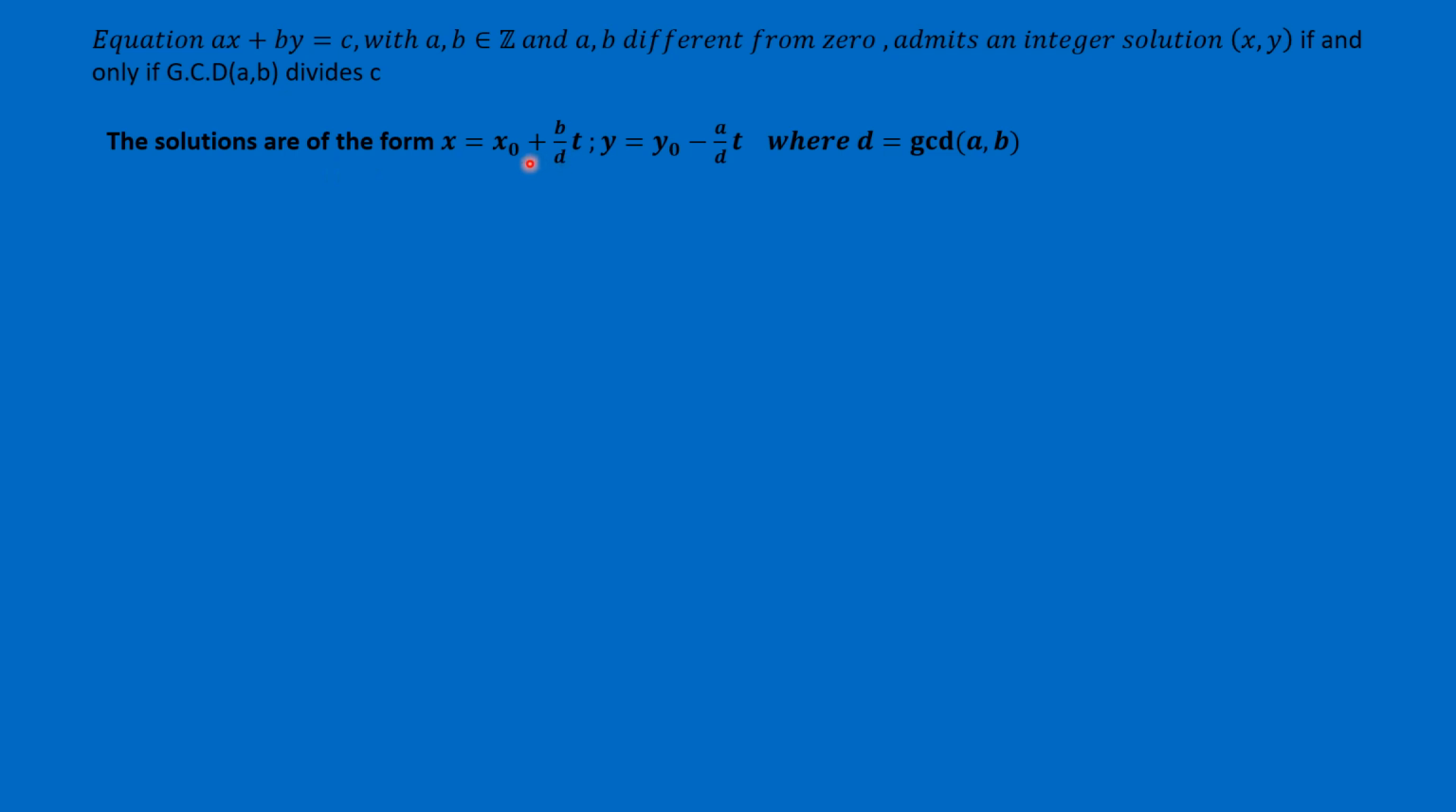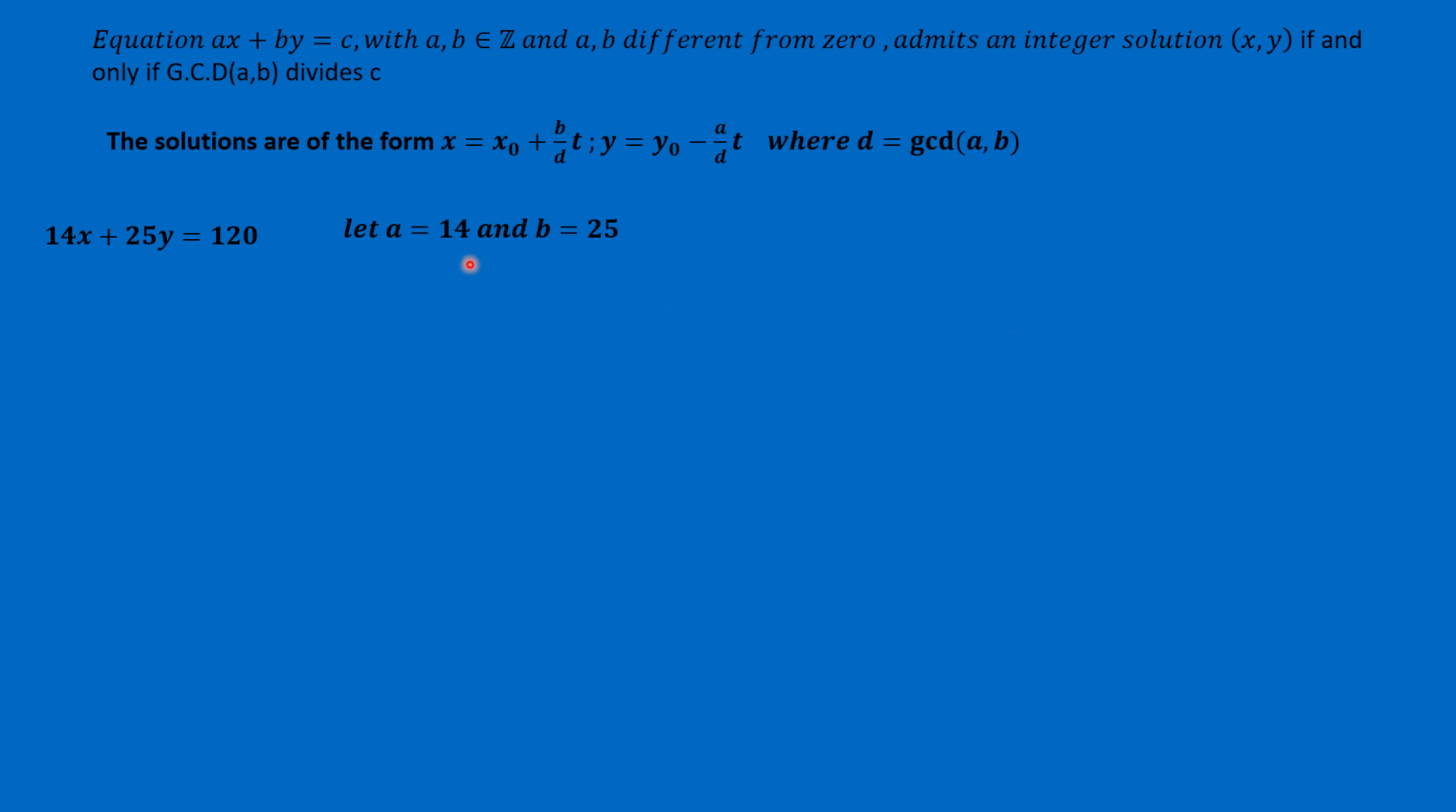Now this x0, y0 is a particular solution to this equation, which we are going to obtain using the Euclidean algorithm as follows. Now we have the equation like this. So clearly we can see that a is 14 and b is 25. So we're going to let a equal 14 and b equal 25. Now we apply the division algorithm to get z, the GCD of a and b.